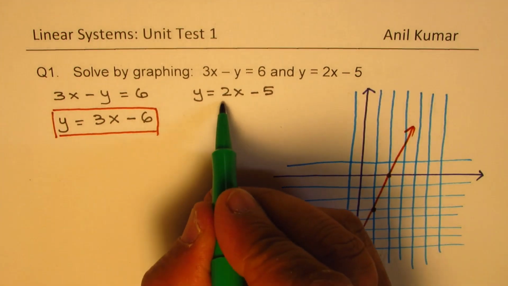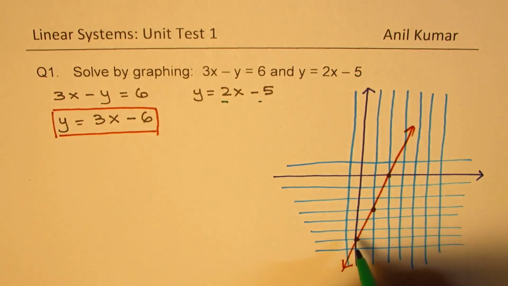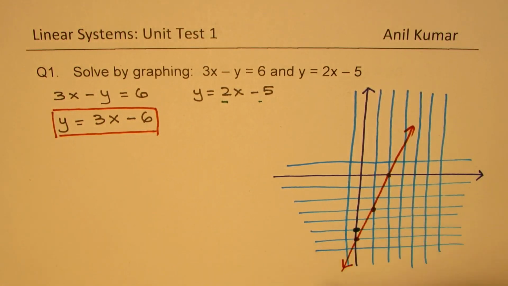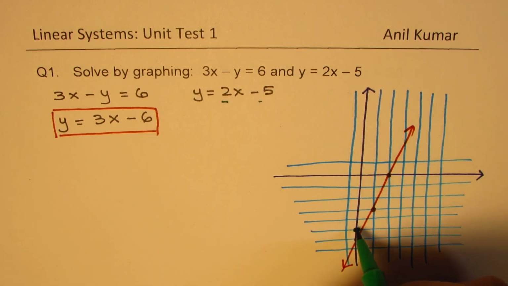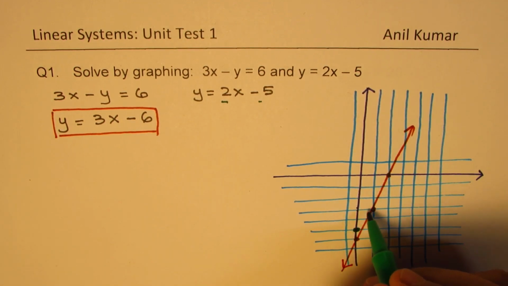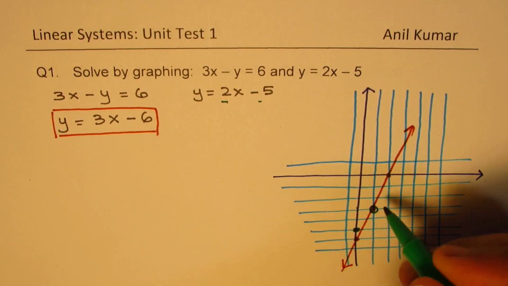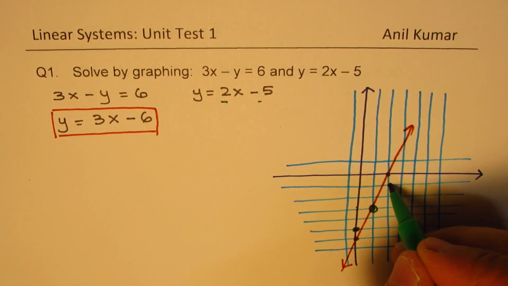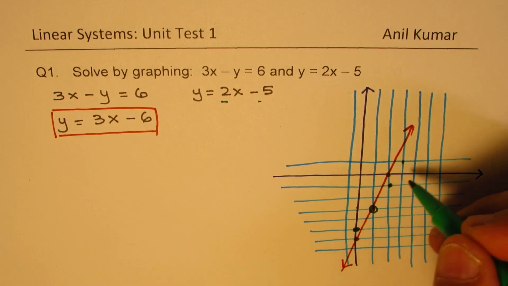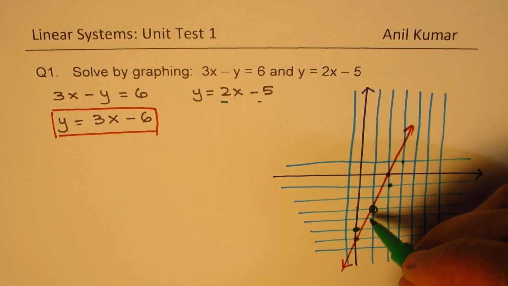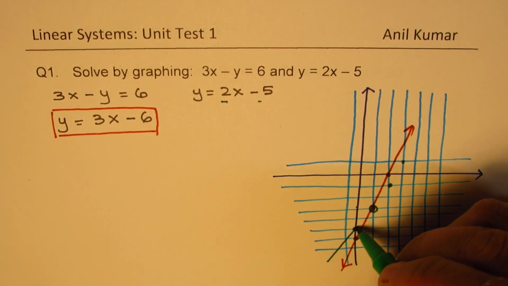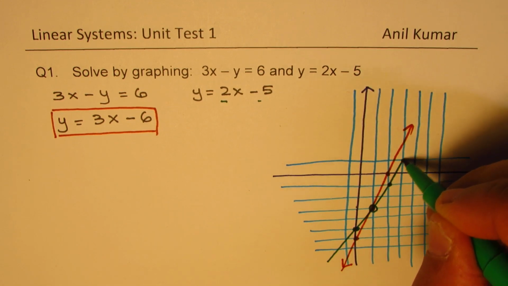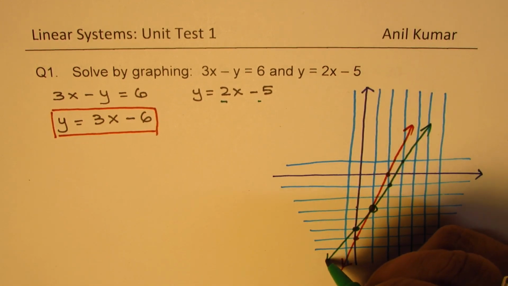2 is the slope, with a y-intercept of minus 5. So minus 5 is right there. A slope of 2 means rise of 2, run of 1. So 1, 2, and run of 1. We get the same point here. So fortunately, we have a solution, right? 2 and 1, we get this point. Joining these points, we get our lines. We could draw this line like this. Is that clear to you?